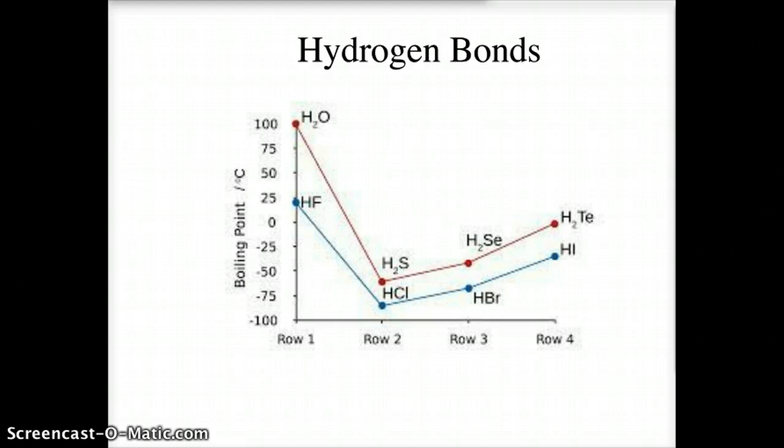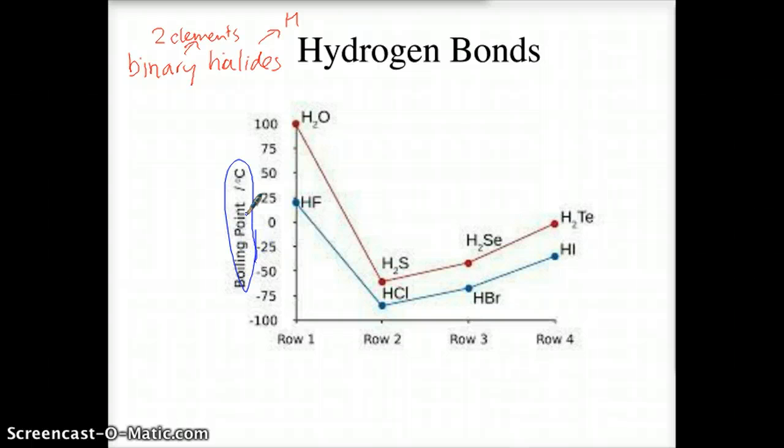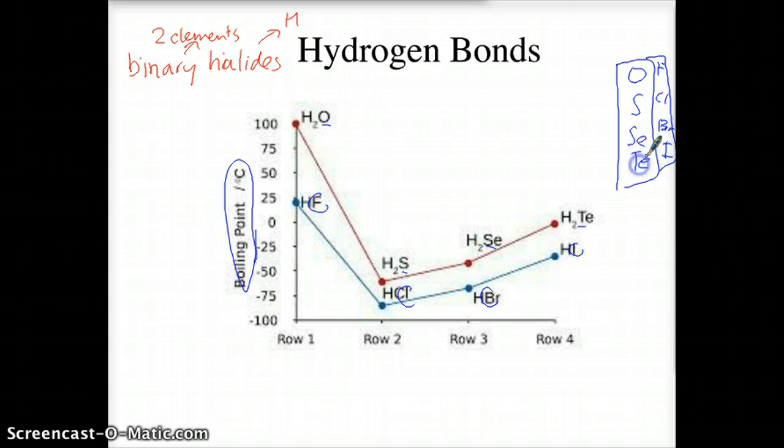These are for binary halides. Meaning binary, meaning two elements, where one of them is hydrogen. So across different rows of the periodic table, we have boiling points here on the y-axis, and let's look at the general trend for oxygen, sulfur, selenium, tellurium, and then for fluorine, chlorine, bromine, iodine. As we go down these rows, what's the general trend? Well, we can see that for rows 2, 3, and 4, the boiling point is increasing. It's a trend going upwards.